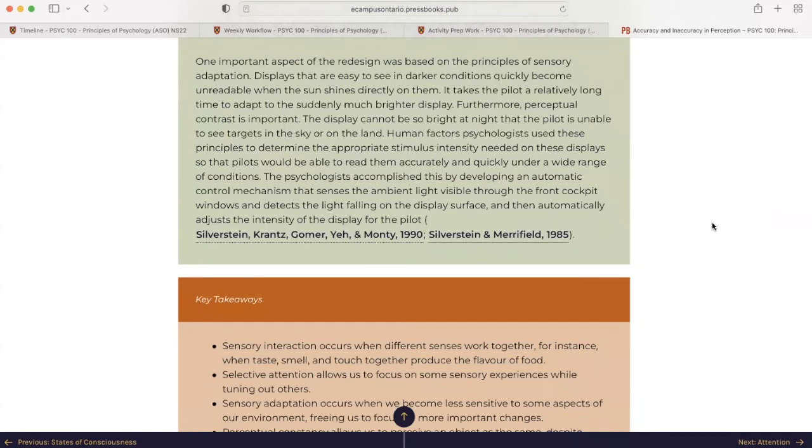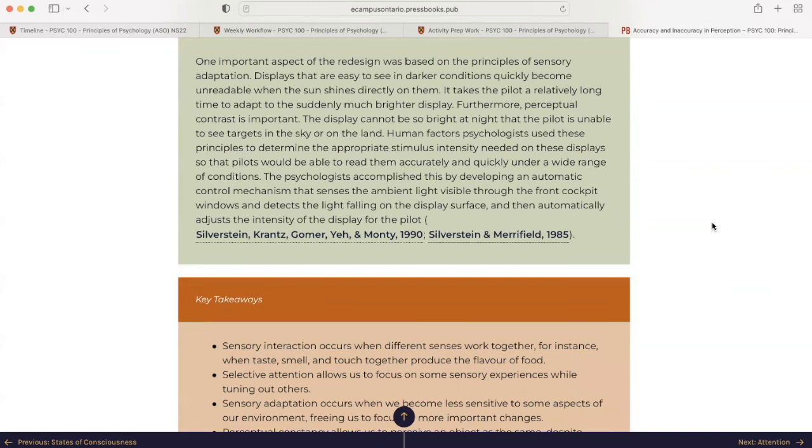One important aspect of the redesign of these cockpits was based on the principles of sensory adaptation. Displays that are easy to see in the dark quickly become unreadable when the sun shines directly on them. It takes the pilot a relatively long time to adapt to the suddenly much brighter displays. Furthermore, perceptual contrast is important. The display cannot be so bright at night that the pilot is unable to see targets in the sky or on the land. Human factors psychologists use these principles to determine the appropriate stimulus intensity needed on these displays so that pilots would be able to read them accurately and quickly under a wide range of conditions.